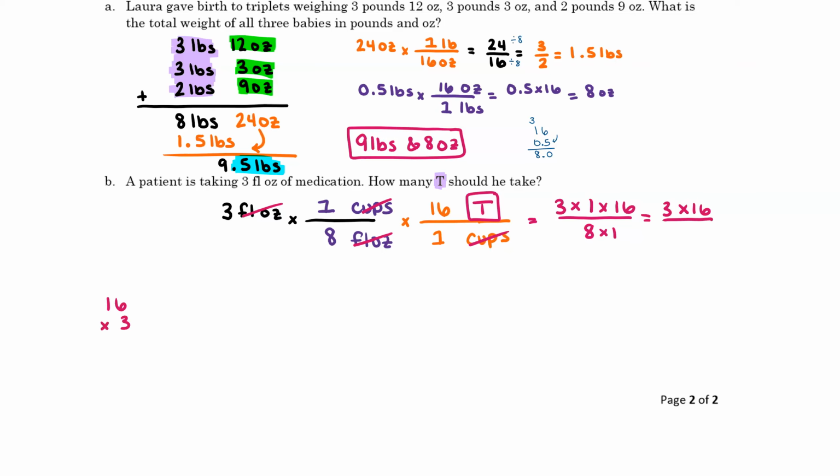3 times 16. So 3 times 6 is 18. Carry the 1. 3 plus 1 is 4. So on top I have 48. And on bottom, 8 times 1 is 8. So I have 48 over 8. Now, from your times tables, is 48 divisible by 8? Yes. It makes 6. So 6 tablespoons in 3 fluid ounces.